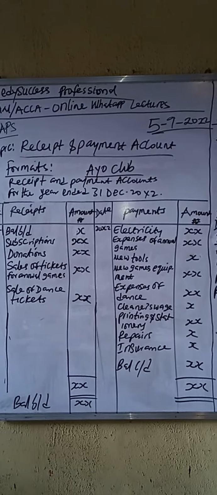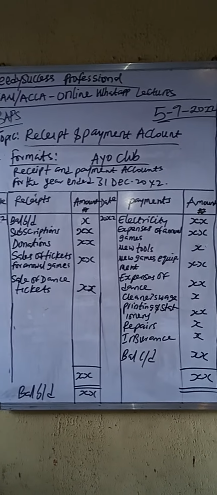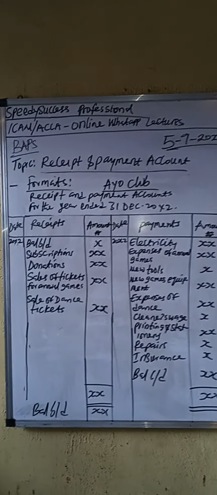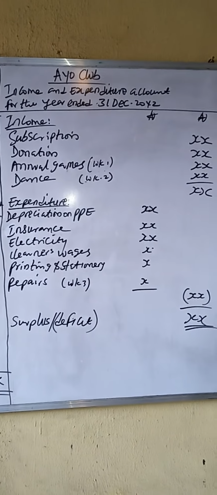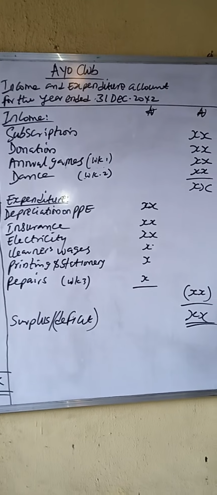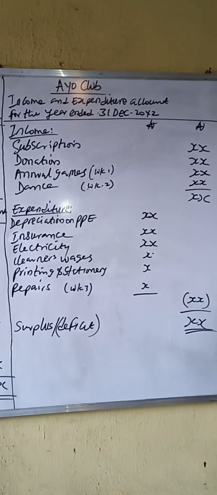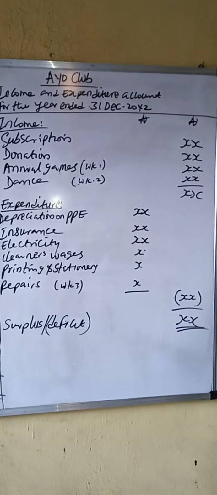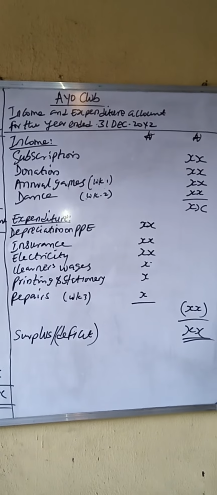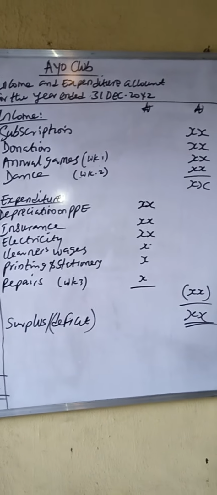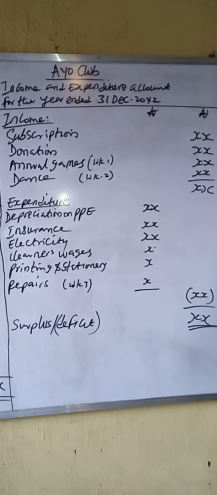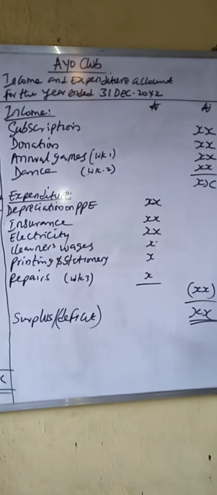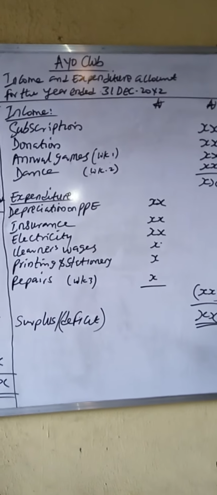All right. Now let's go and look at the next format, which is the income and expenditure account. Very smart and very easy to do. The only challenge is that some of the items are going to be adjustment items. On the income side, we have subscription, we have donations, and the total for the period. So you need to ensure that what you are bringing here is for a particular period and not beyond. No subscription in advance altogether.